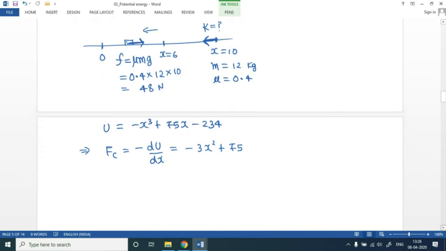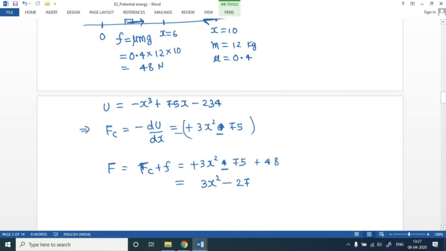So the net force, when we calculate it, would be the conservative force plus the frictional force. So that would give us minus 3x square plus 75, and sorry, I think I have made a mistake over here. The negative sign I have not written, so this will become plus and this will become minus over here. So plus, and this minus over here, and plus 48. So this is going to be 3x square minus 27 we will be getting. So this is the force.